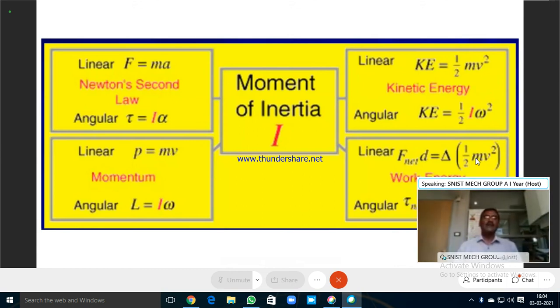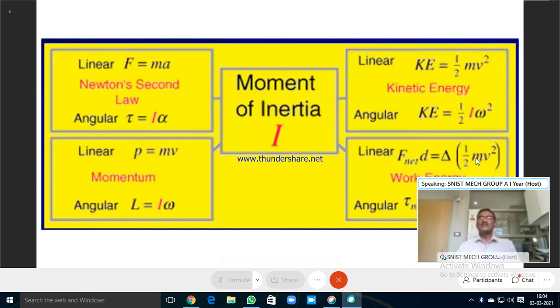Immediately below that it is given for linear momentum. Linear momentum represented with P is equal to mass into velocity, right? Angular momentum L is equal to I times omega, where I is the mass moment of inertia. You observe carefully, wherever angular motion is connected, you have mass moment of inertia, and wherever linear motion is connected, you have mass only. Wherever you have rotation or angular motion concerned, you have this mass moment of inertia term, right?